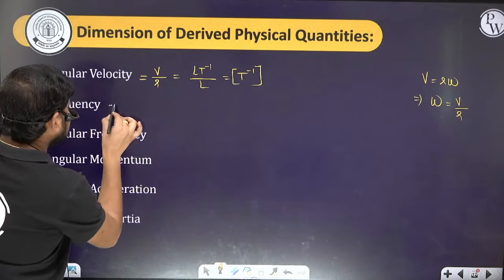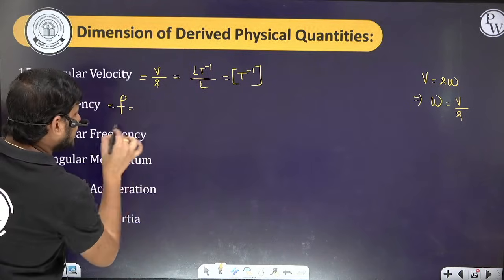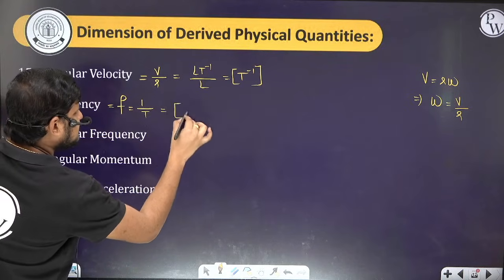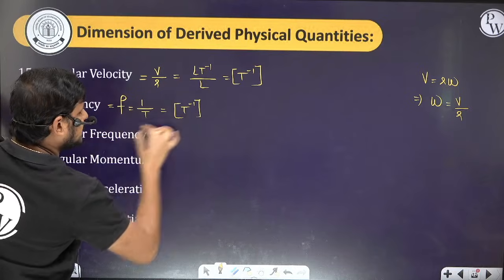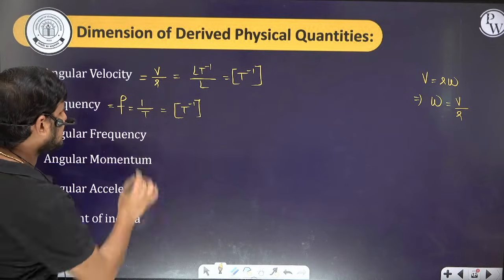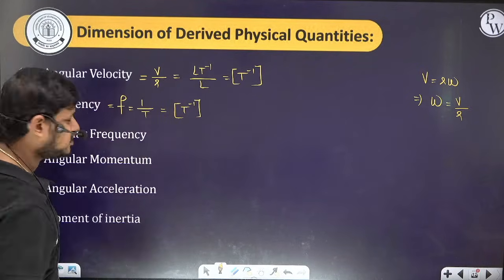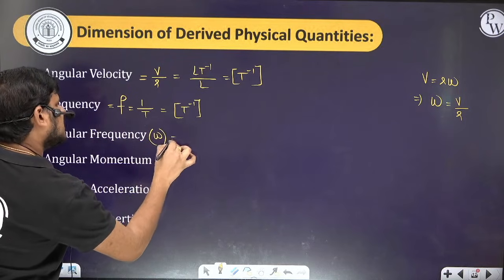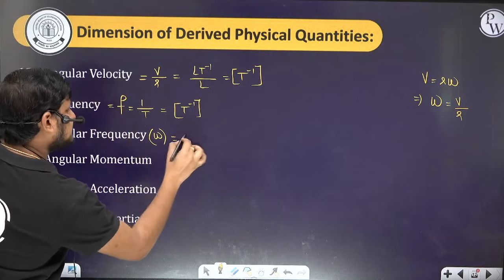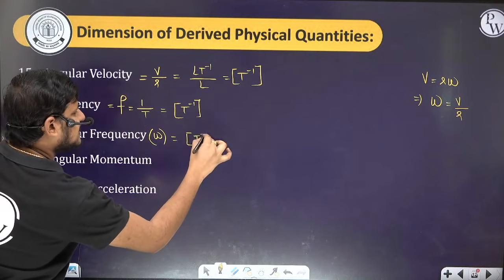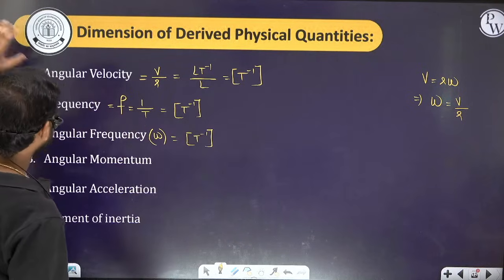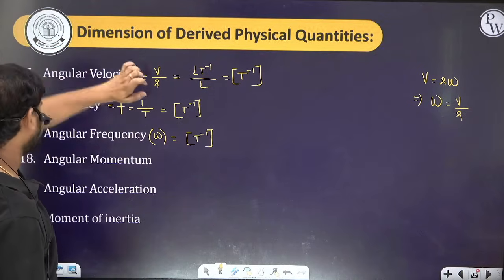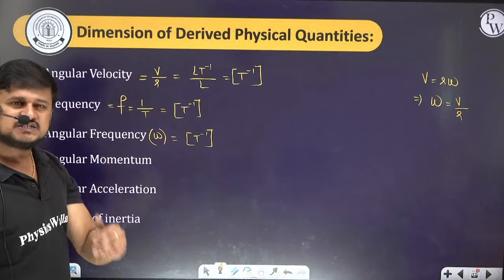And then frequency. So frequency is equal to F. The frequency formula is 1 by time period. So 1 by time period means again t to the power minus 1. So F is equal to 1 by t, where the dimensional formula is t to the power minus 1. And angular frequency, which we denote with omega, will have the same dimensions, which is t to the power minus 1. So clear these three terms: the angular velocity, frequency, angular frequency. They all will have the same formulas.